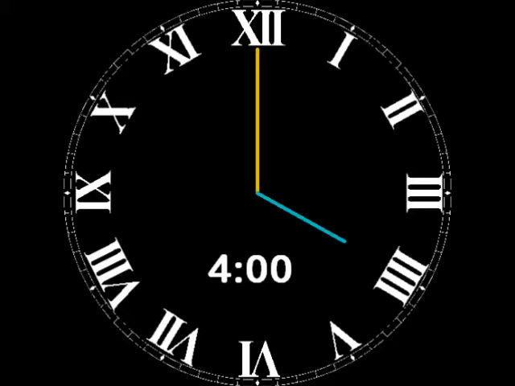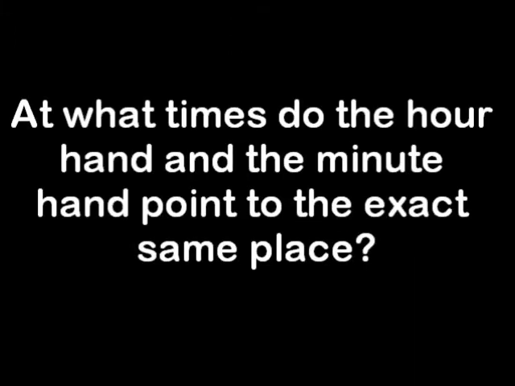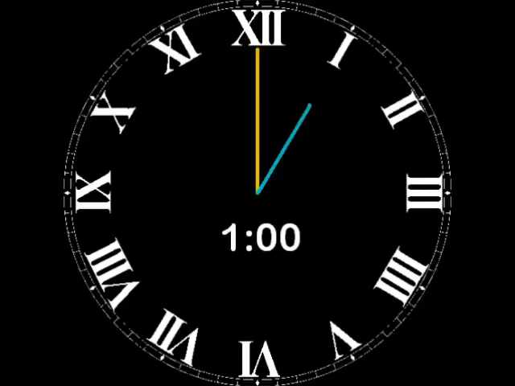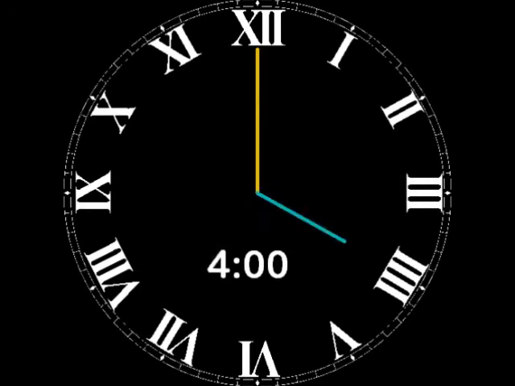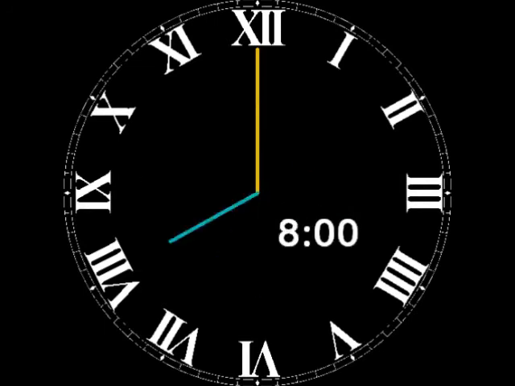Which brings us to the topic of this video. At what times do the hour hand and the minute hand point to the exact same place? Well, with the exception of midnight and noon, it's not on the hour. Obviously, it can't be every hour on the hour, because every hour on the hour, the minute hand is pointing at 12, and the hour hand is pointing somewhere else.